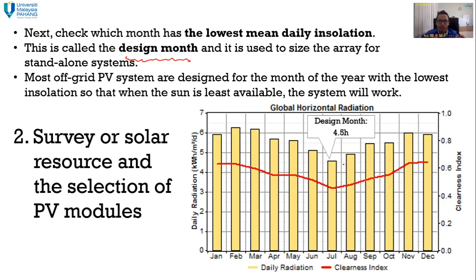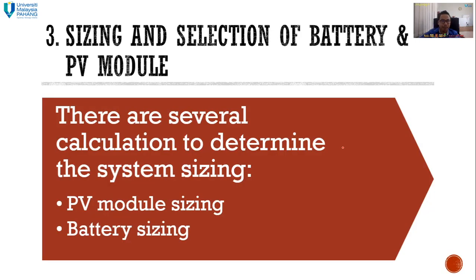In this case, I don't know which year, but we just get several data here. So in July, this place experienced the lowest daily insolation with 4.5 hours per month. So the design month will use 4.5 hours as the sunshine duration. So the PSH value here is using the lowest month, which is July. So all the design must be based on the month that has a very low daily insolation, or daily solar radiation, right?